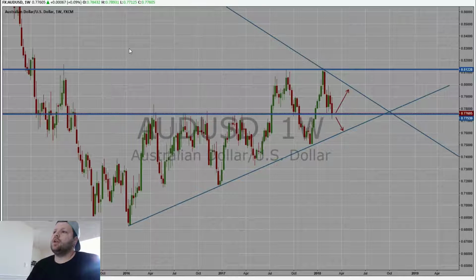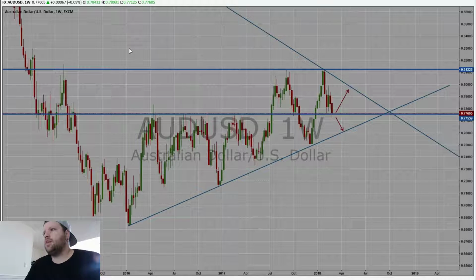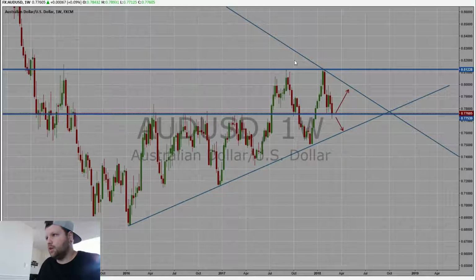Judd here, looking at AUD USD on the weekly time frame. Last week's candlestick was bearish, coming to this horizontal line that I had drawn from last week.